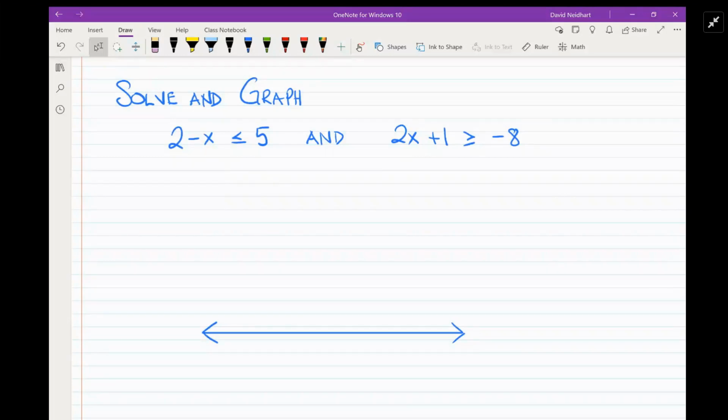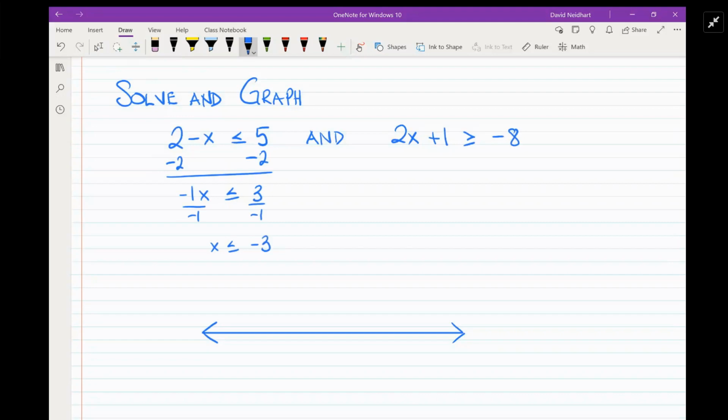So right now, we're going to take a look at solving the first inequality. We have to isolate our variable. We're going to subtract 2 from both sides. That gives us negative x is less than or equal to 3. But keep in mind, negative x is the same as negative 1x. So we have to further isolate to get x fully isolated. We get x less than or equal to negative 3.